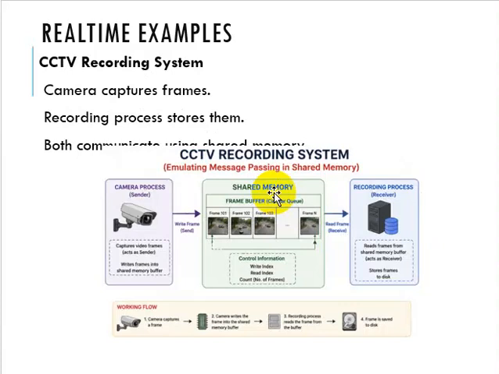Let's take a practical example. In a CCTV recording system, one process continuously captures video frames from the camera while another process stores those frames on the hard disk. Instead of sending thousands of messages every second, both processes simply use a shared memory region. This allows smooth and high-speed video recording. This is a real-time example.